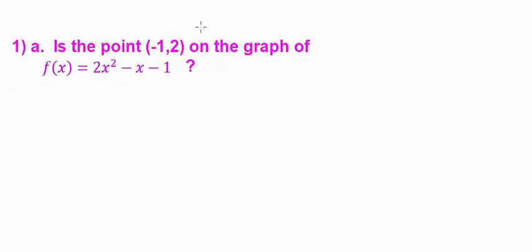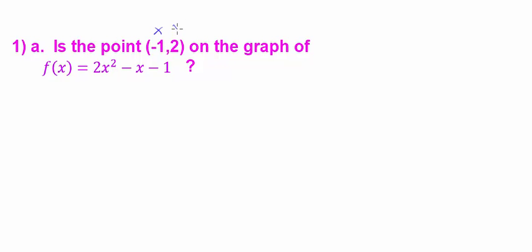So the first problem is asking us if the point, the ordered pair, negative 1, comma 2, is on the graph of the function f of x equals 2x squared minus x minus 1. So if we were to graph this, would this ordered pair be a part of that graph? To do that, we are going to substitute. The first part is pretty straightforward. We know that the x variable is going to be negative 1.